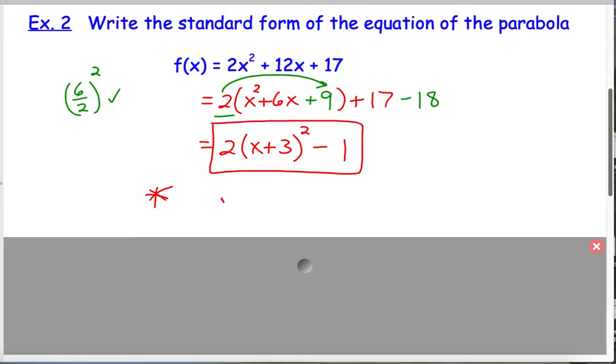And now by looking at that, I can see that the vertex will be the opposite of the number inside the parentheses, so a negative 3, and then the number outside the parentheses, negative 1. And so that's how I can find the vertex, by putting it in that standard form. The directions said write it in standard form, so I'm done there.